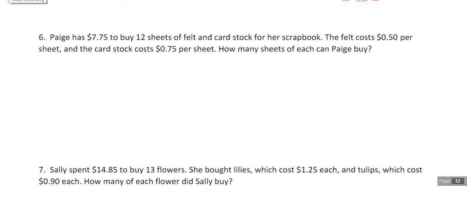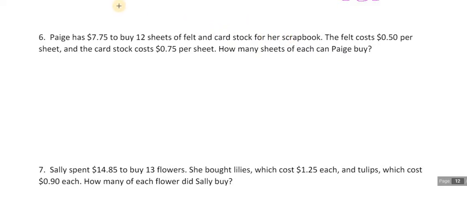All right, so we're going to wrap up section 5.3 with a couple word problems. Number 6 says that Paige had $7.75 to buy 12 sheets of felt and cardstock for her scrapbook. The felt costs 50 cents per sheet and the cardstock costs 75 cents per sheet. How many sheets of each can Paige buy?